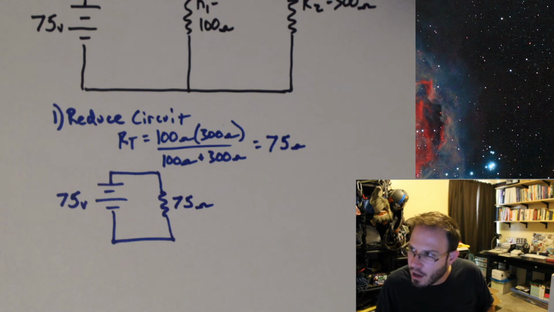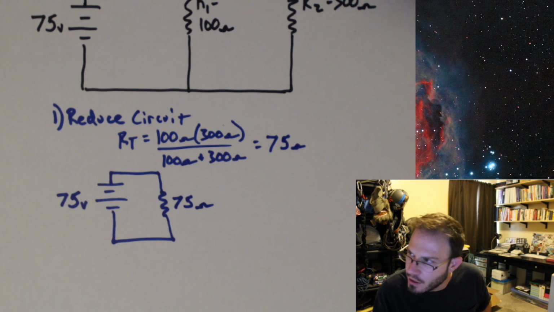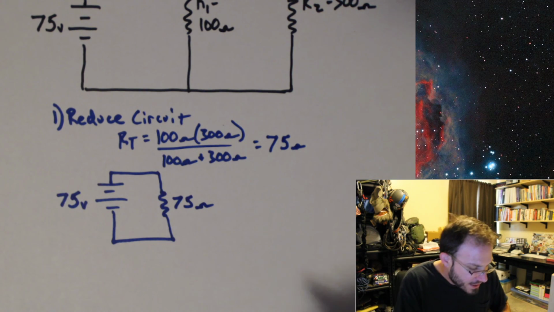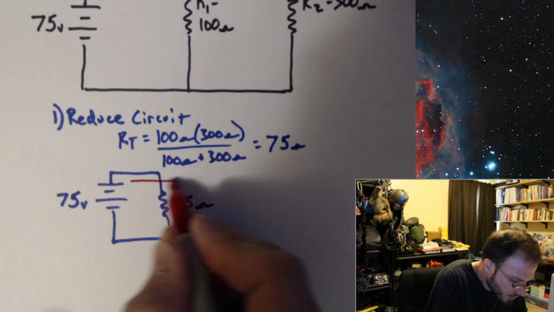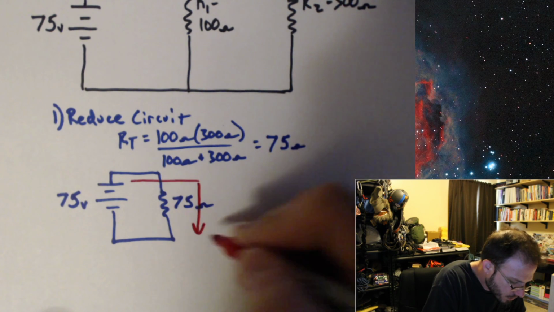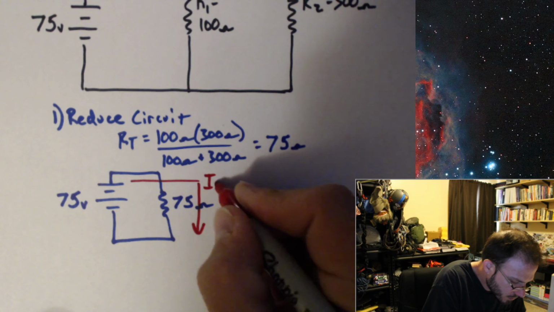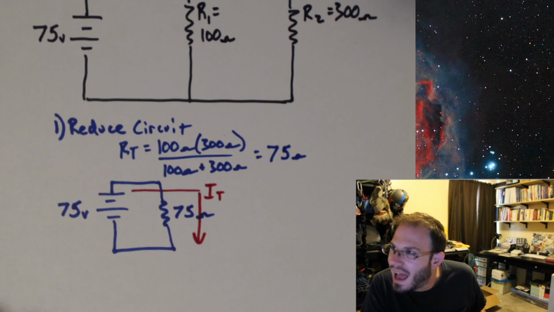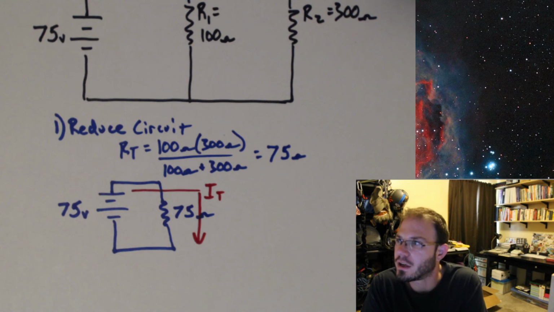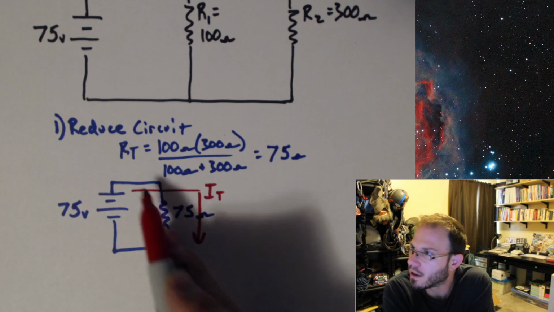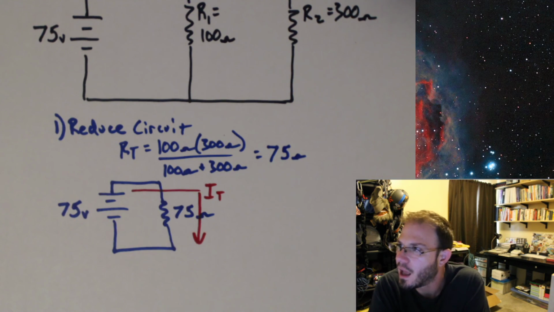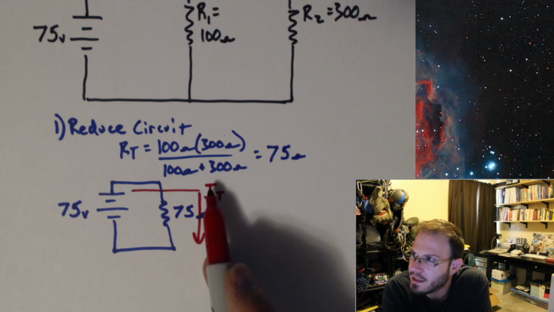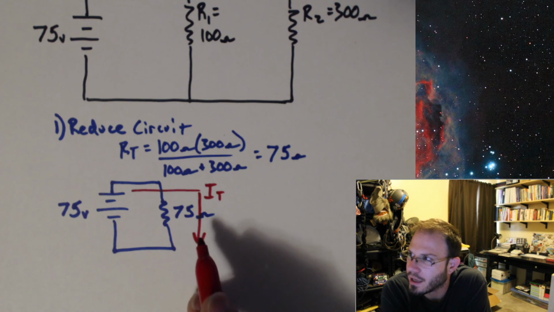Okay, can I figure out my total current at this point? Absolutely. So my current is leaving this voltage source and going through that 75 ohm resistor. Sorry, I didn't make this bigger, so I can't draw it on the inside. So this is my total current for this circuit.